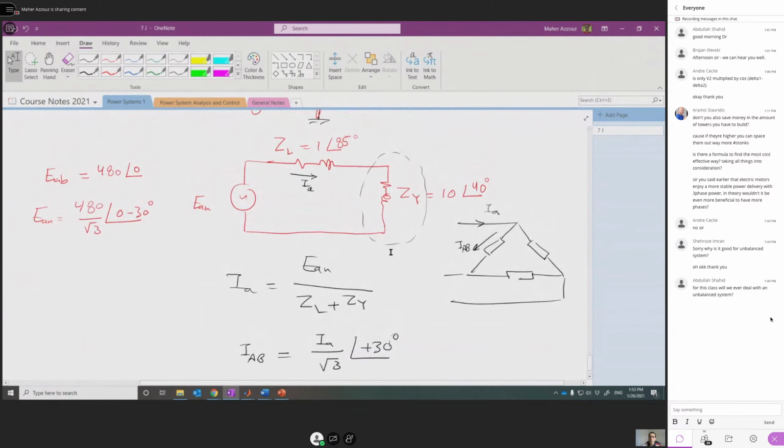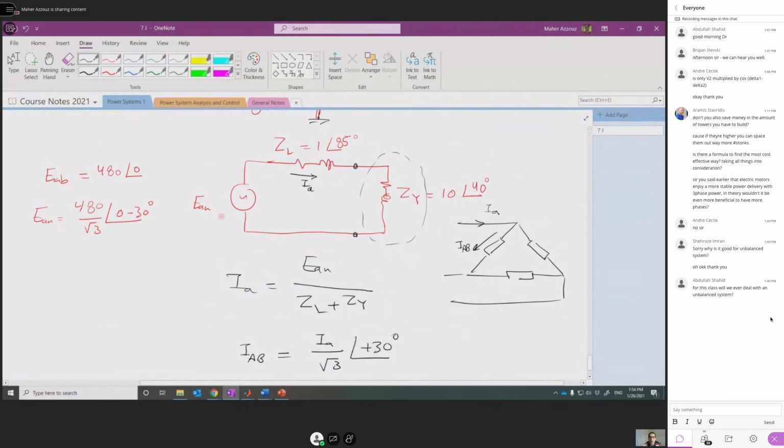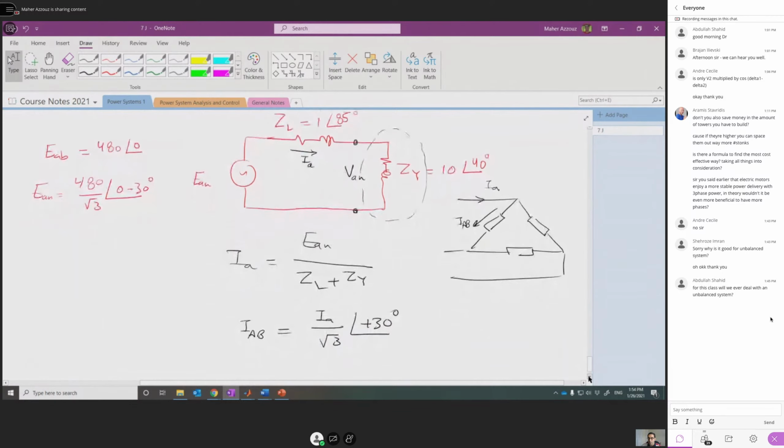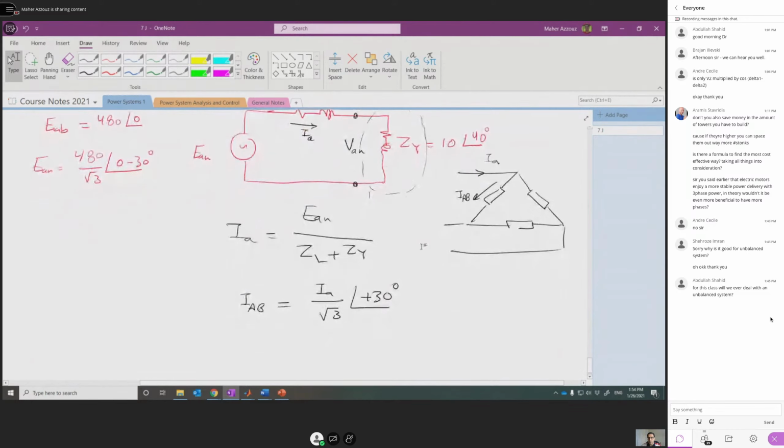And then we also need to calculate the voltage across the load. The supply voltage is EAN. The voltage across the load is VAN. To get this voltage, you apply Kirchhoff's voltage law on this simple circuit, so we get this equation: VAN is equal to EAN minus IA times ZL. And this is the phase to neutral voltage, the phase voltage. Let me write it like this. This is phase to neutral.